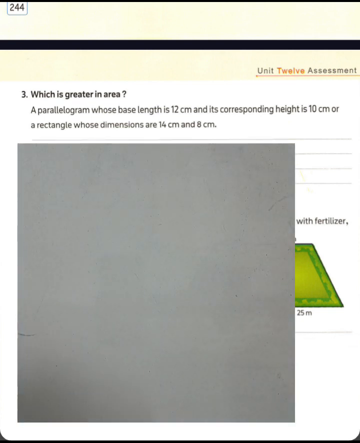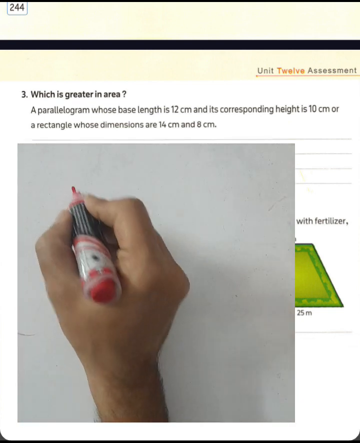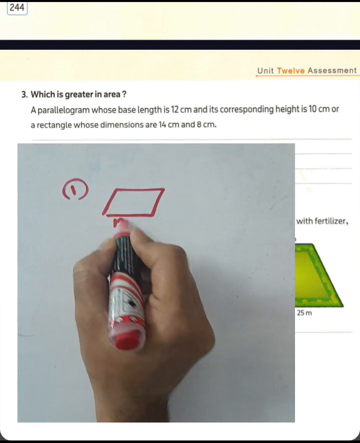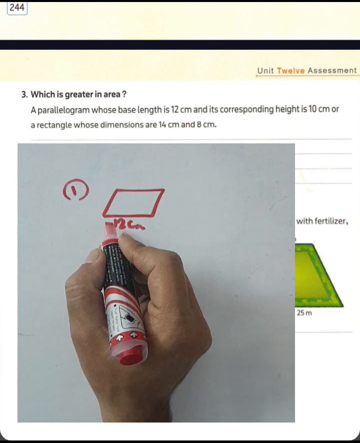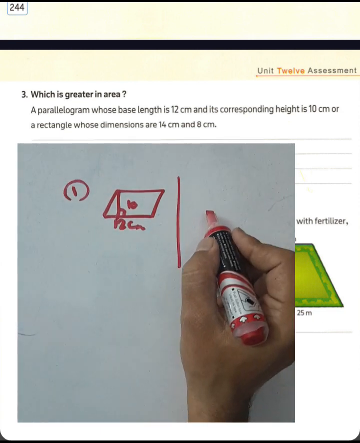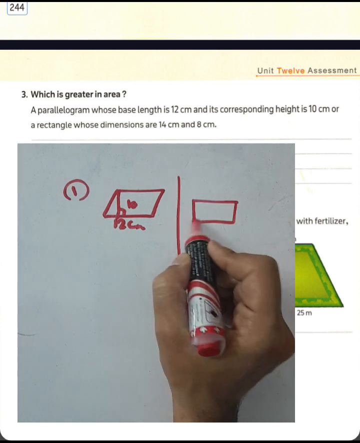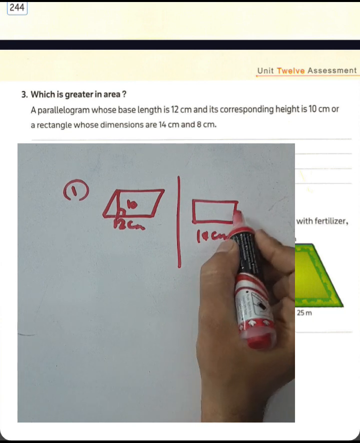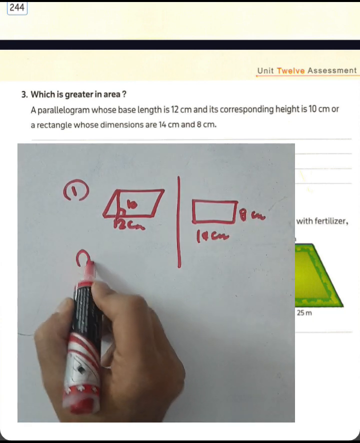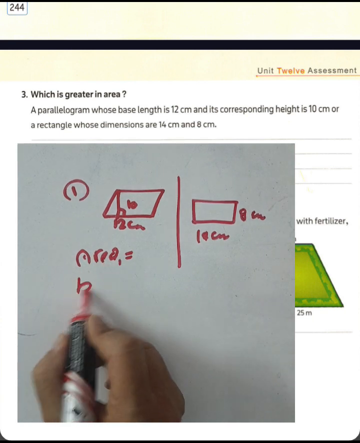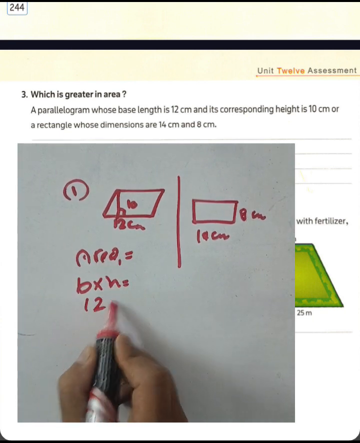We must compare between two figures. First one, a parallelogram with the base 12 centimeter and its corresponding height 10, and a rectangle with two dimensions, 14 centimeter and 8 centimeter. We can find here the area of the parallelogram. It will be base product by the height. The base was 12 product by height.